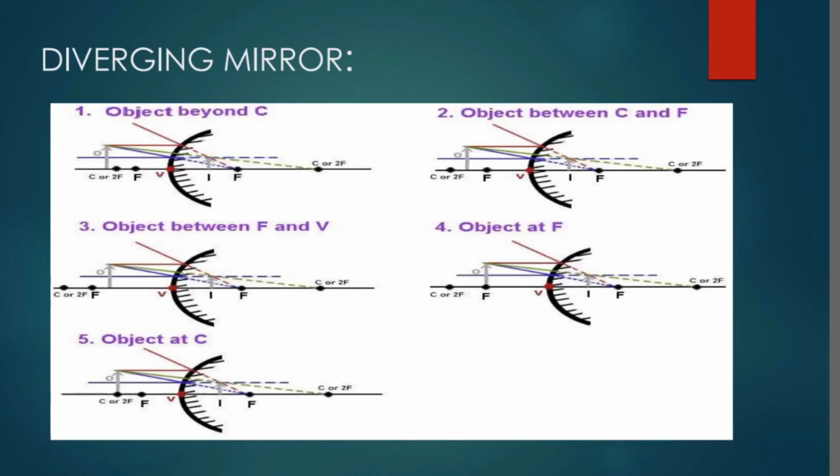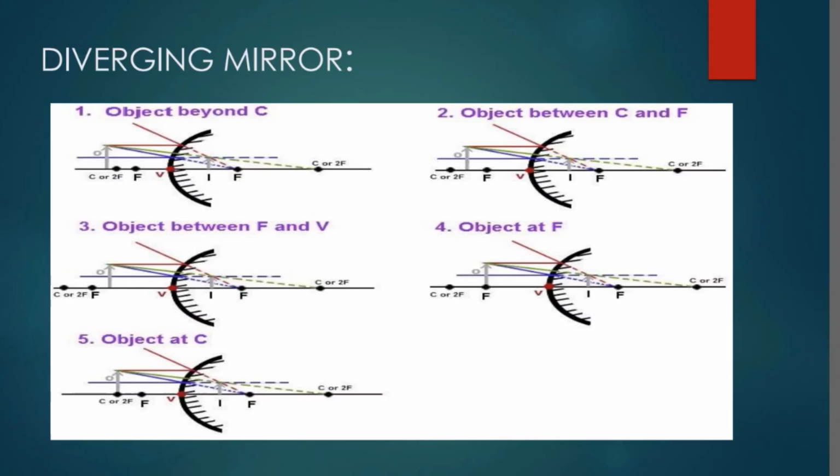Okay, let's take 4: object at F. Here F means the focus point. If you place an object at F, the image will always be placed on the right side of the mirror, as is shown here, I. And let's take the object at C. C means the center of curvature. As we all observed in the convex mirror, all the images are formed on the right side of the mirror.